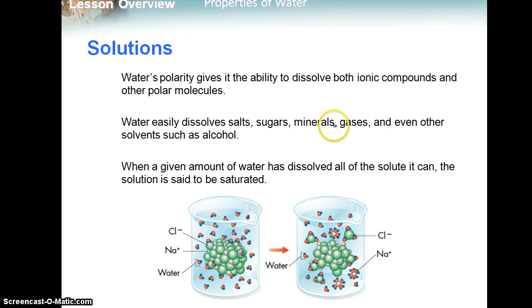When we reach a given amount that the water can dissolve, we say that it is saturated. Okay? Saturated means that we can't put any more in. It has as much salt as it can handle. If we saturate a sponge, it can't hold any more water.